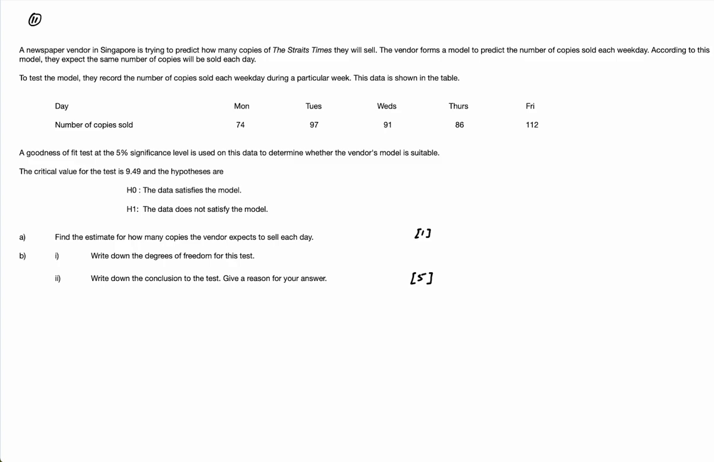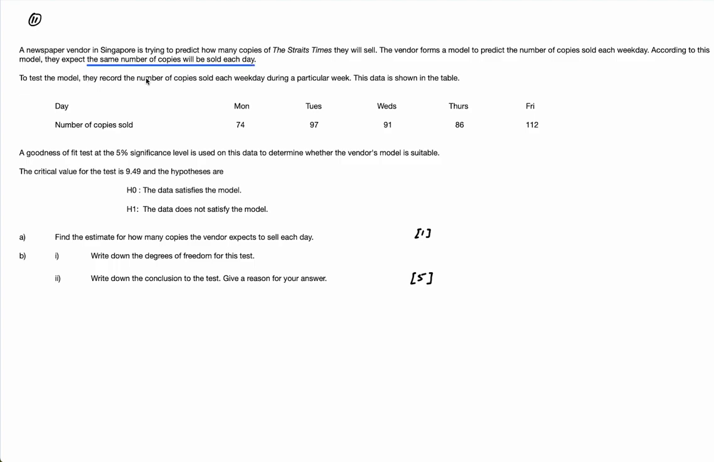Okay, question 11. A newspaper vendor in Singapore is trying to predict how many copies of The Straits Times they will sell. The vendor forms a model to predict the number of copies sold each weekday. According to this model, they expect the same number of copies will be sold each day, right? So that's the first important thing. They expect the same number of copies each day.